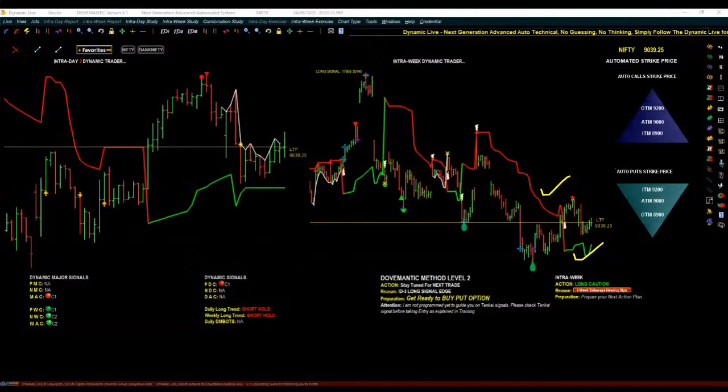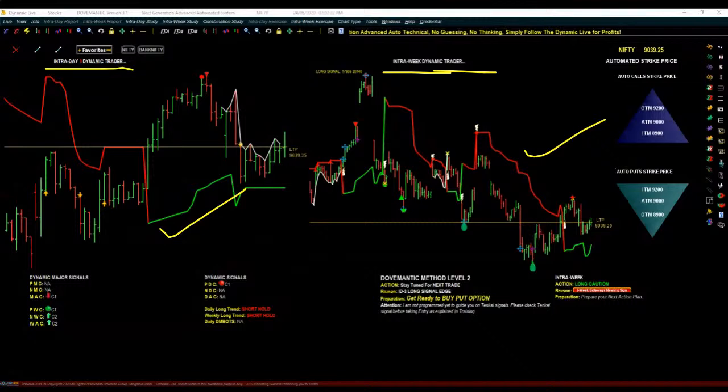And moreover, if you're looking at the long signal in the intra-week chart, we call it the intra-week long signal. If you're looking at the long signal in the intraday chart, we call it the intraday 3 long signal, or ID3 long signal in short. Got it?